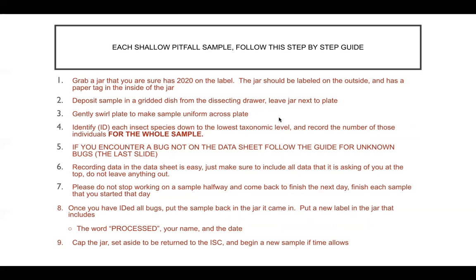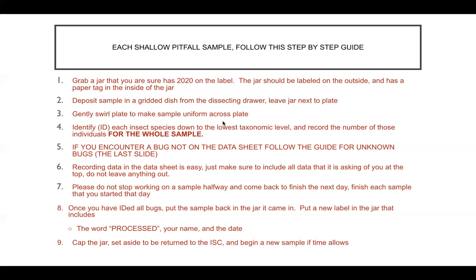So then you're going to grab a gridded dish. The reason why we're using a gridded dish is that it's a really great way of determining the species that are present. We're not actually using the grids for anything. I'll also include here that you can use a deep watch glass. That's another way to do it. So basically you can use either one, whichever one you feel most comfortable with.